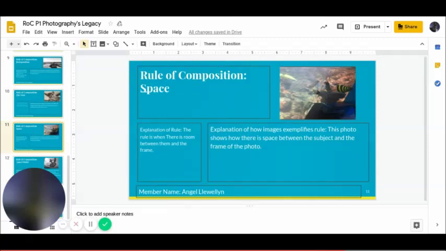Rule of composition, space. The rule is when there is room between them and the frame. This photo shows how there is space between the subject and the frame of the photo.